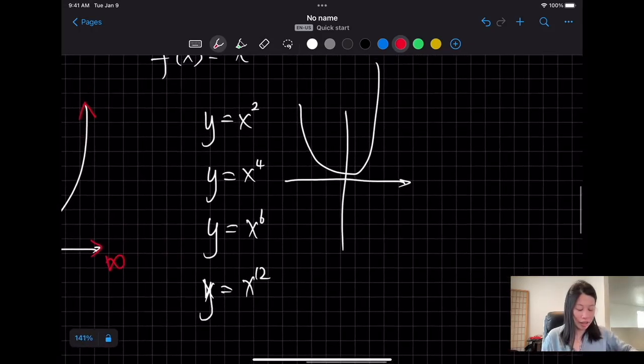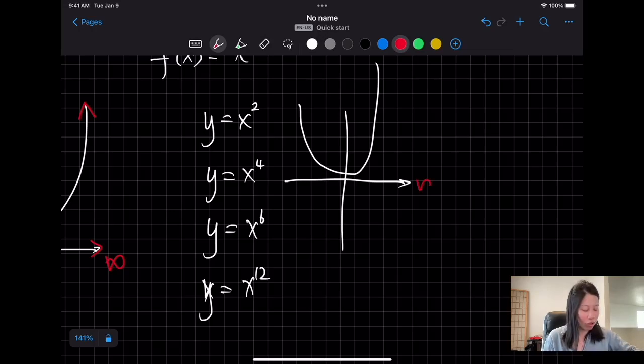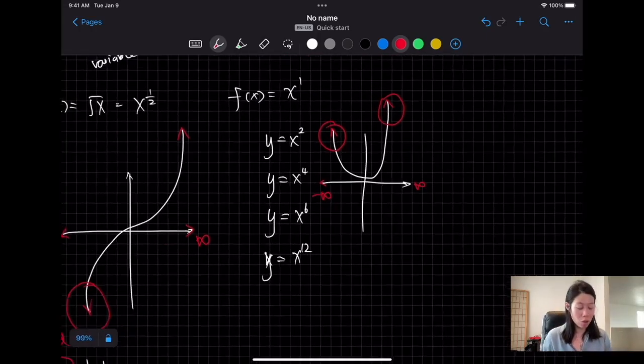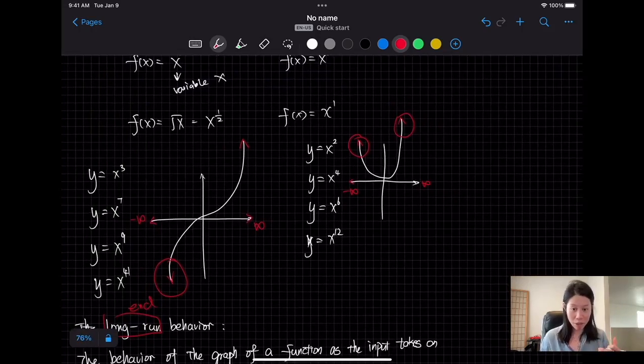Okay, so now let's take a look at the even functions. As x goes to positive infinity, which means goes to the right, the graph goes up. So that means the end behavior on the positive infinity is going up. Similarly, as x goes to negative infinity, y also goes up. So that's also an end or long run behavior. As you can see, the odd function and the even function have different end behaviors.